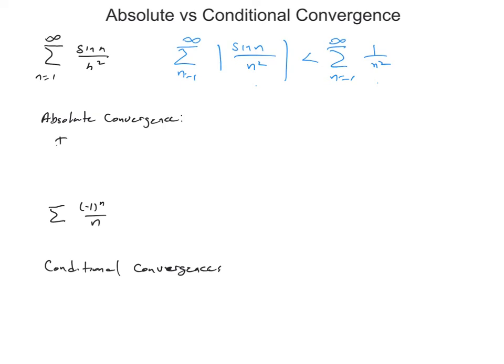If the series of the absolute value of a sub n converges, then the series of a sub n converges absolutely.